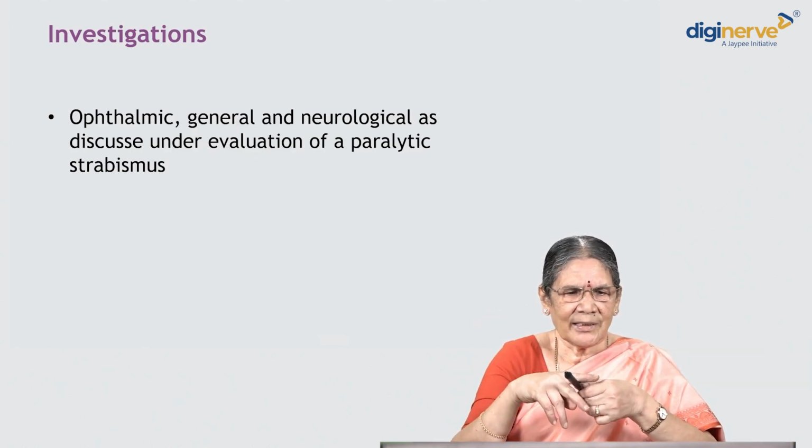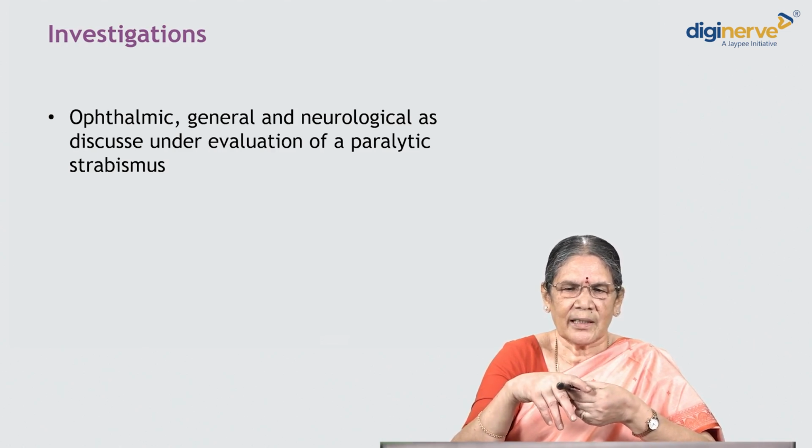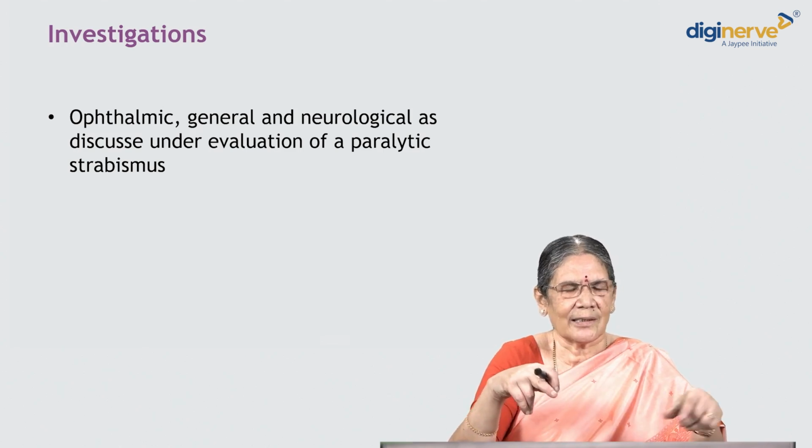So, what are the other investigations that you should do? Apart from ophthalmic, general and neurological investigations, whatever we have done earlier, that should be done in these cases, especially whenever we suspect aneurysms and space occupying lesions.